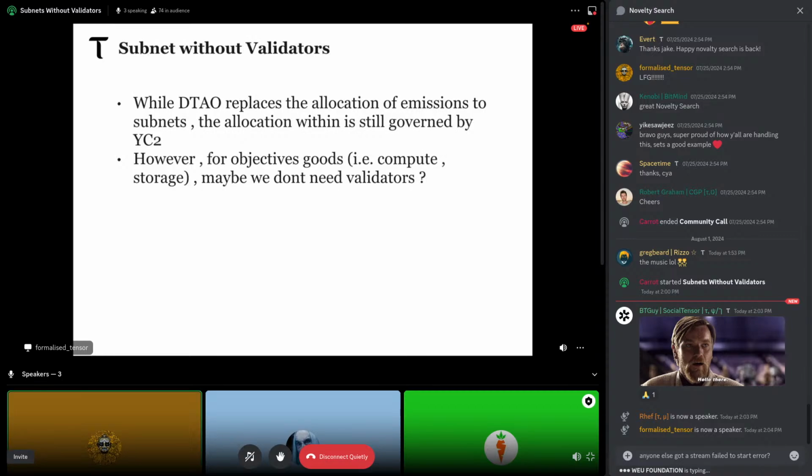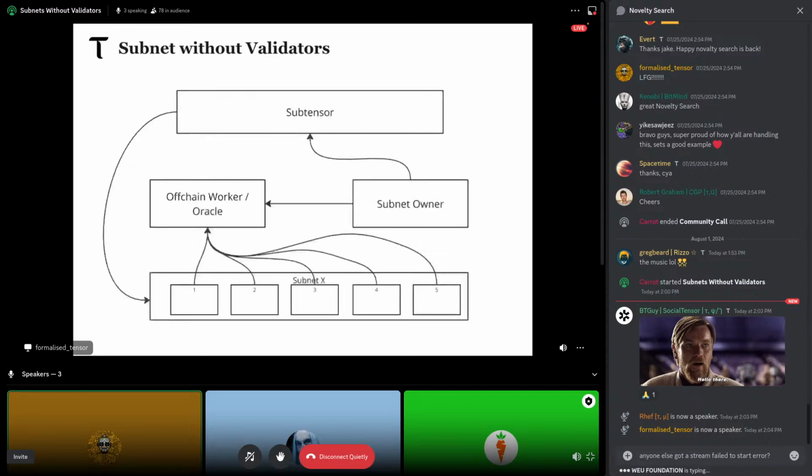Okay, so this is where we think of a model. We have subnets without validators. So the root network will sort out, will replace the allocation to subnets, but not the allocation within it. So what does a subnet without validators look like, and how would it fit into the current system?